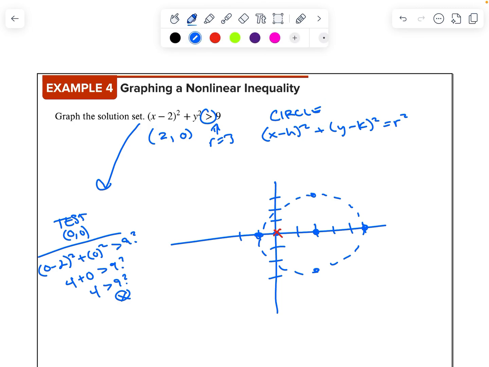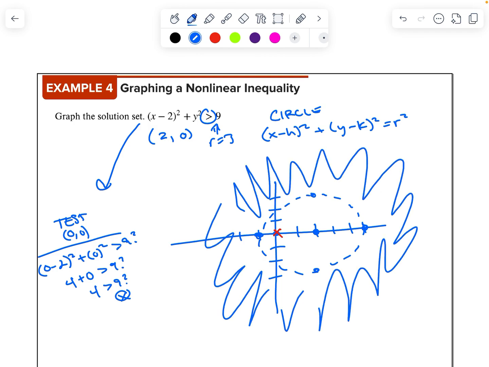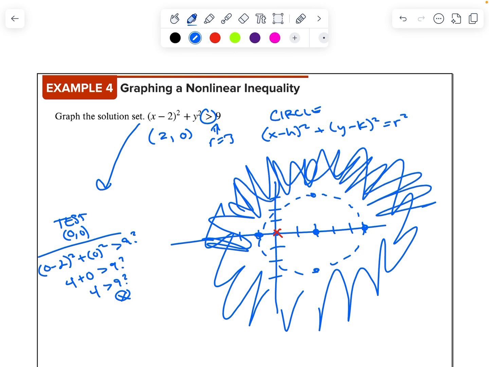That means I need to shade everything on the other side of that dashed line. And look at what my regions look like here. If I was to shade inside, I would stay inside the circle. Now that I'm shading outside, I'm going to shade everything outside of that circle, right? That's shading. It's not a lion's mane. It's shaded everywhere outside of that circle.